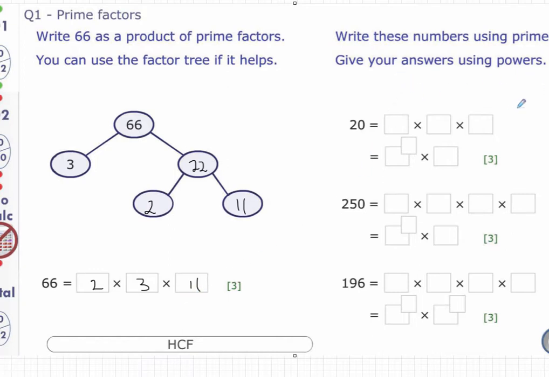Right, write these numbers using prime factors, giving your answer using powers. So we could have 2 times 2, that comes to 4, so that will be 5. So this will be 2 squared times 5.